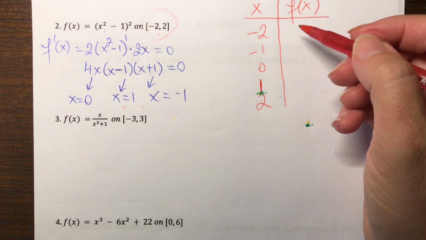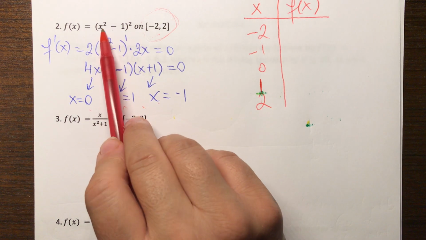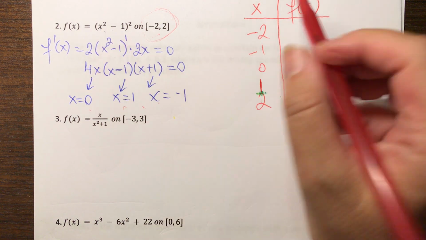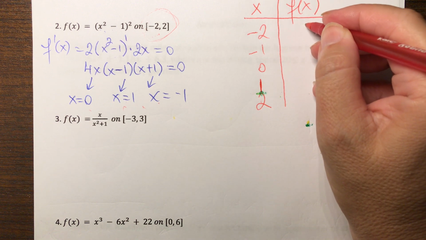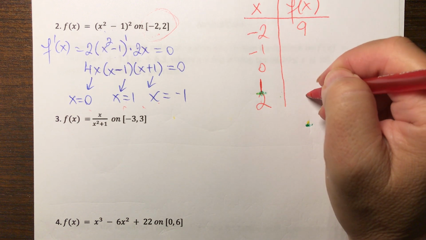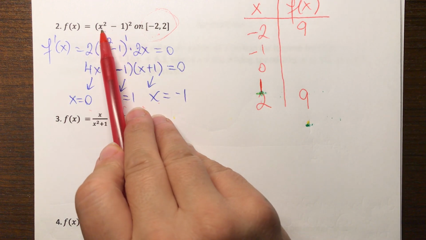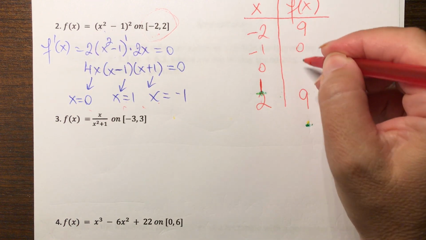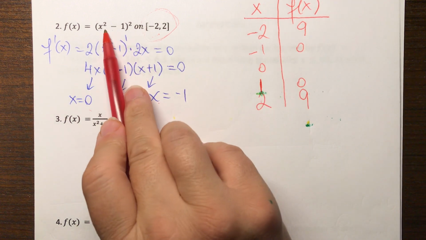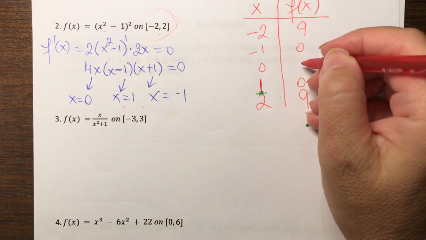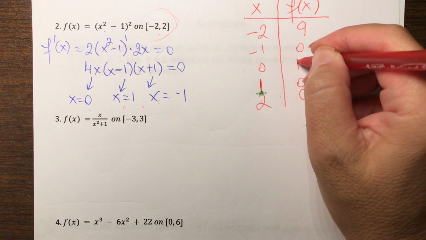Okay, so I'm going to plug all of this into the function. Negative 2 squared is 4, minus 1 is 3, squared is a 9. The same thing happens at 2. 1 or negative 1, same thing. Those are both going to be 0. And then 0 minus 1 is, I'm sorry, negative 1. Square that. That's going to be a 1.